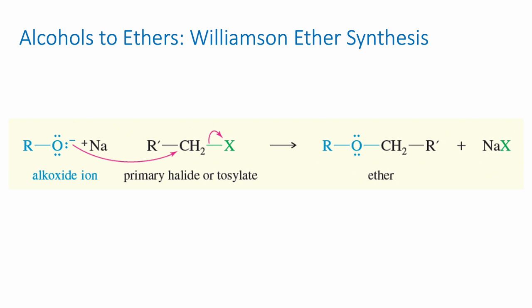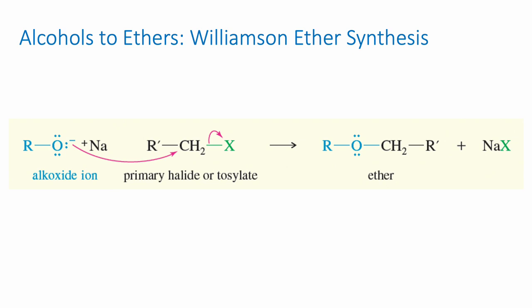So we start with our alcohol, we remove the proton, and then we use the resulting alkoxide ion to attack our electrophile, which in this case is going to be a halogen. We don't know what a tosylate is yet, but we'll look at tosylates in the next chapter and see how they're also good electrophilic reagents. They're also good leaving groups. So in this case, we'll just imagine that it's a bromide or an iodide.